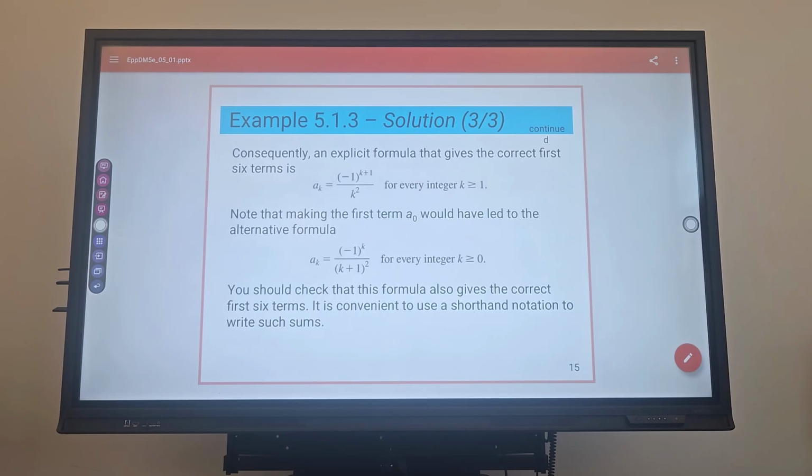Note that making the first term a sub 0 would have led to the alternative formula, a sub k equals minus 1 to the k over k plus 1 squared. You can check this to see this formula gives the correct first 6 terms.